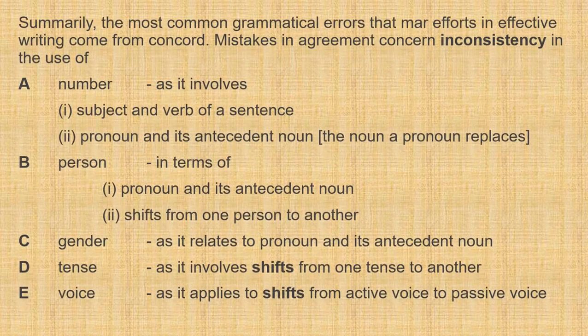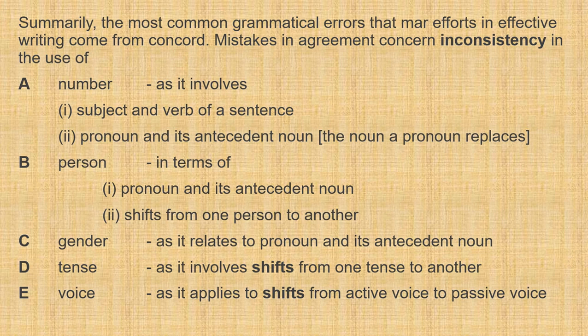In summary, the most common grammatical errors that mar efforts in effective writing come from concord. Mistakes in agreement concern inconsistency in the use of number, when you are not consistent in whether singular or plural, as it involves, one, subject and verb of a sentence, and two, pronoun and its antecedent noun.